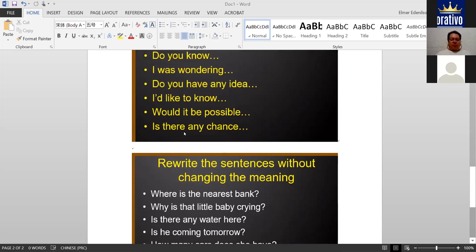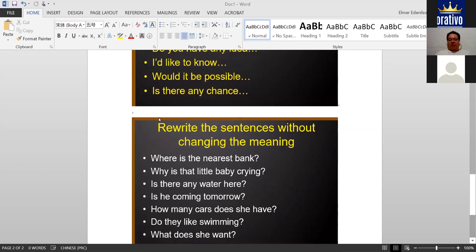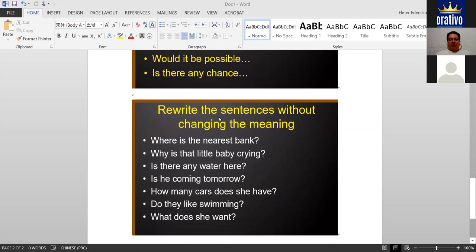For example, I like to know how many cars she has. Excellent, Elmercito. Ahí está. Va, pues sí, teacher, ya le voy a ir agarrando. I like to know if they like swimming. No se le olvide el if. If they like.